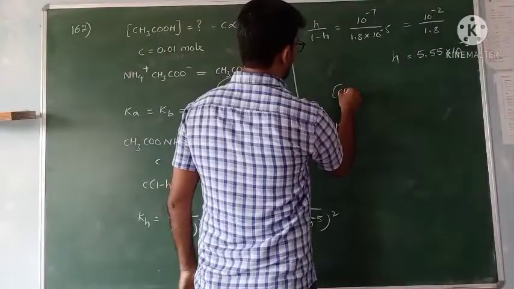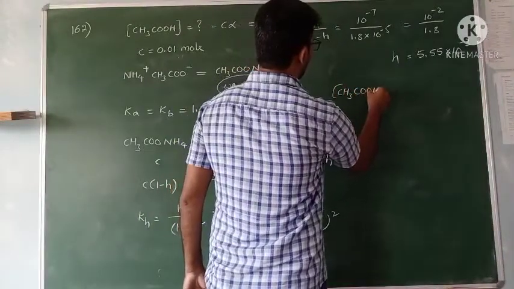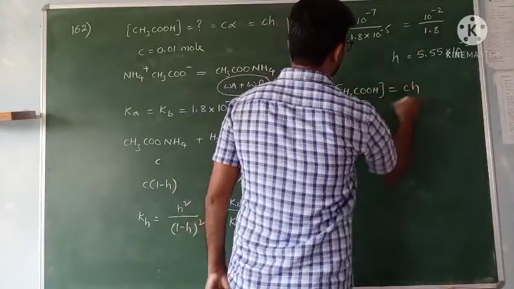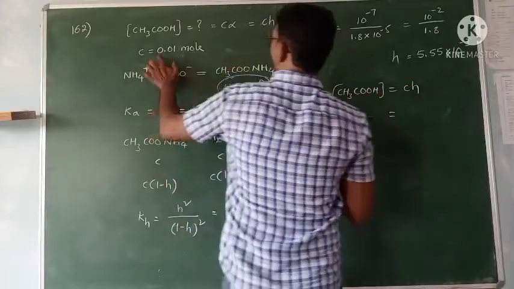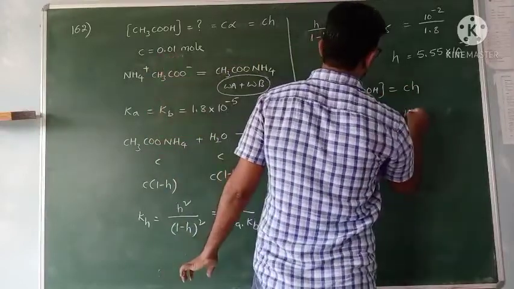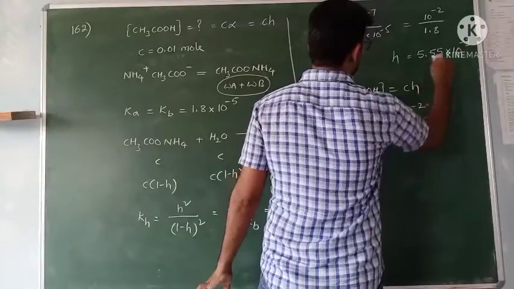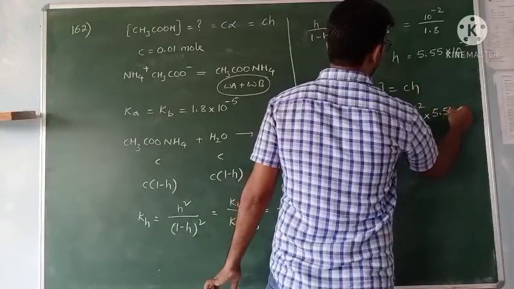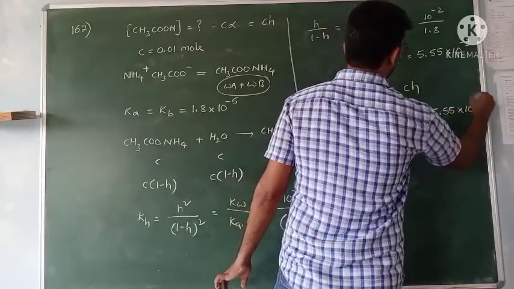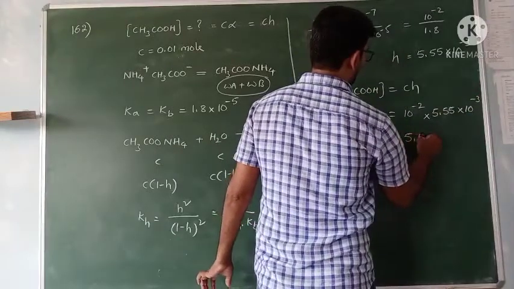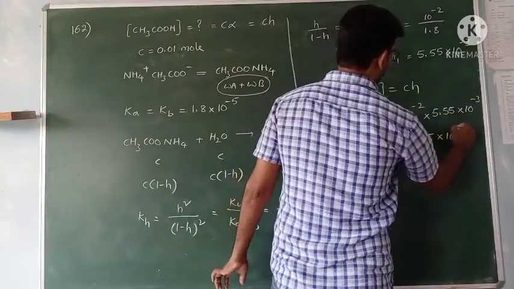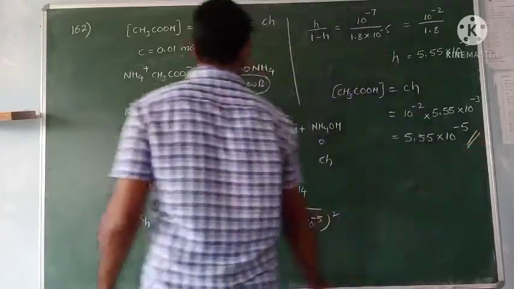So the concentration of CH3COOH is equal to Ch. C is 0.01, which means 10 to the power of minus 2, into the h value, 5.55 into 10 to the power of minus 3. So 5.55 into 10 to the power of minus 5. This is the answer.